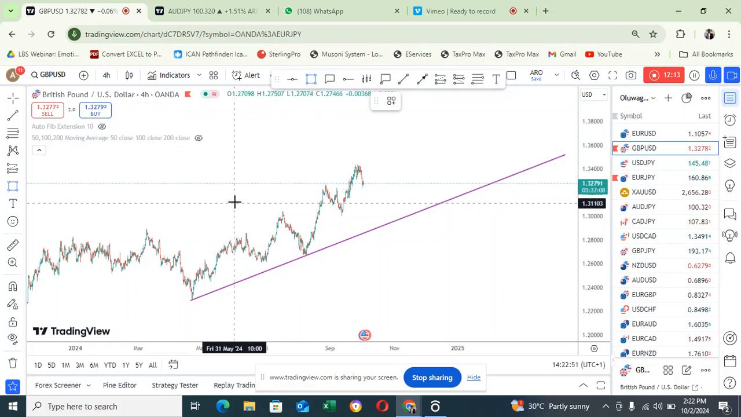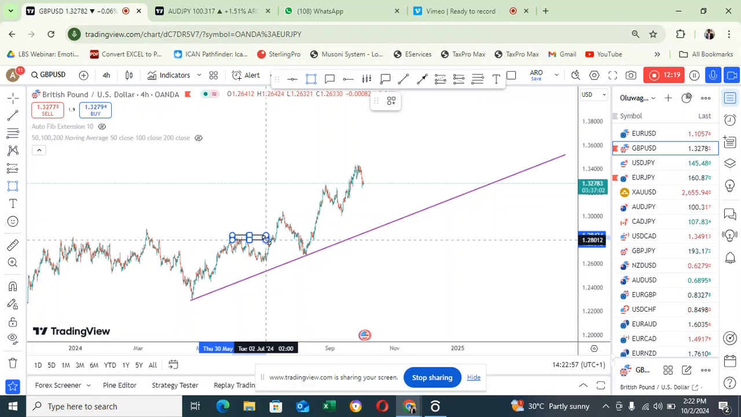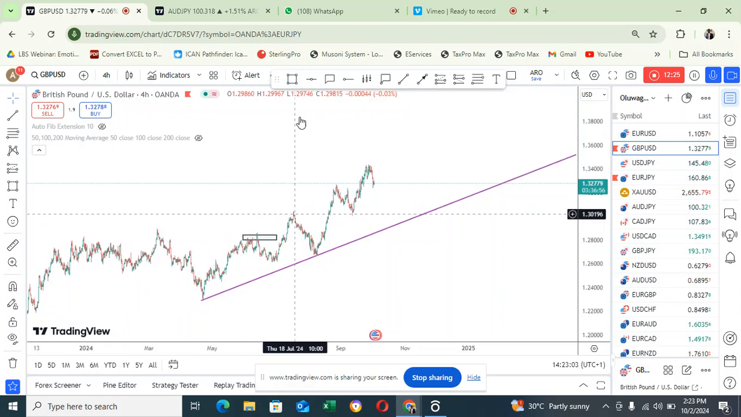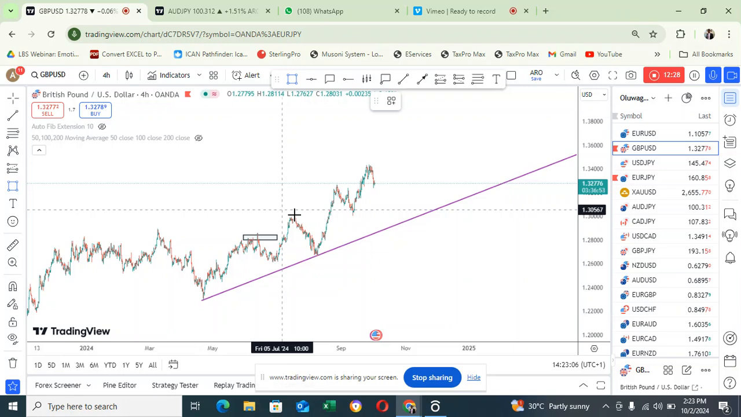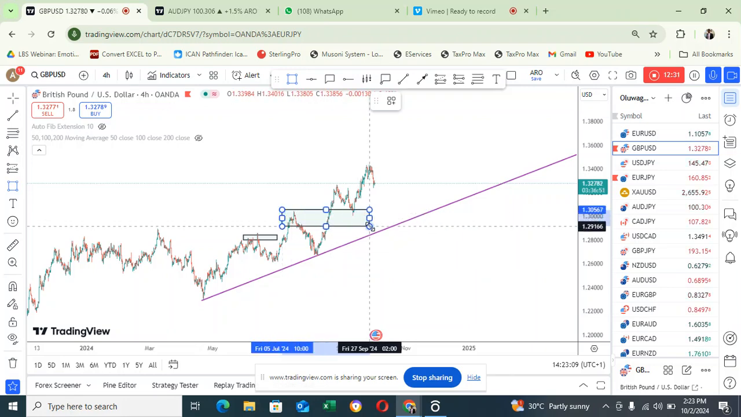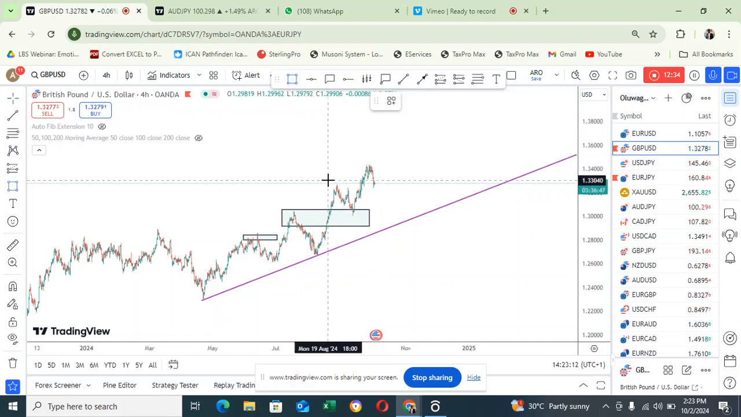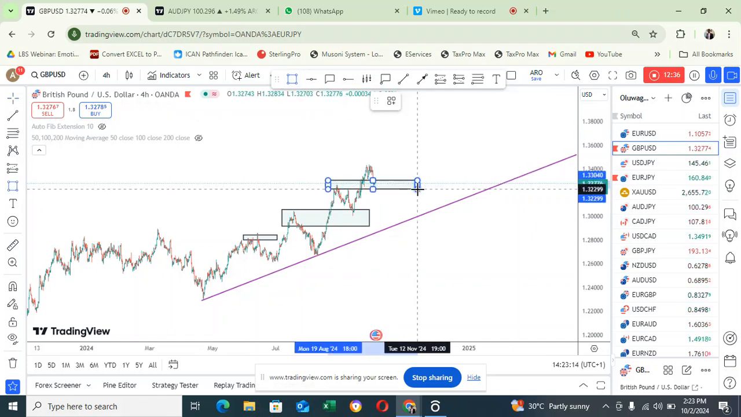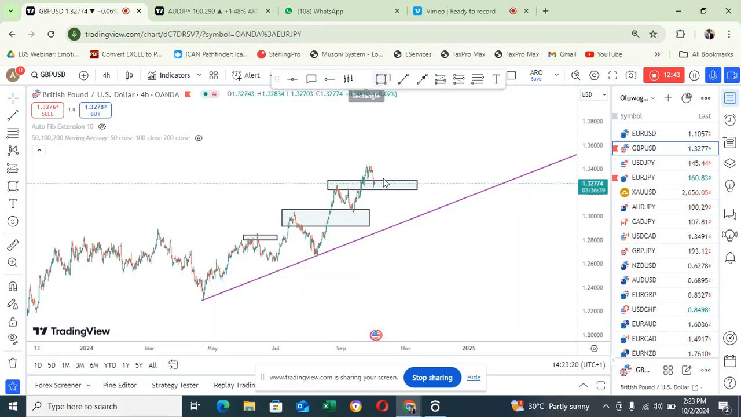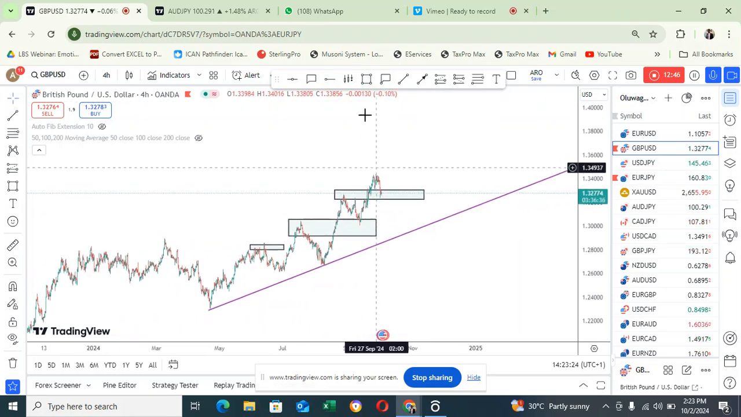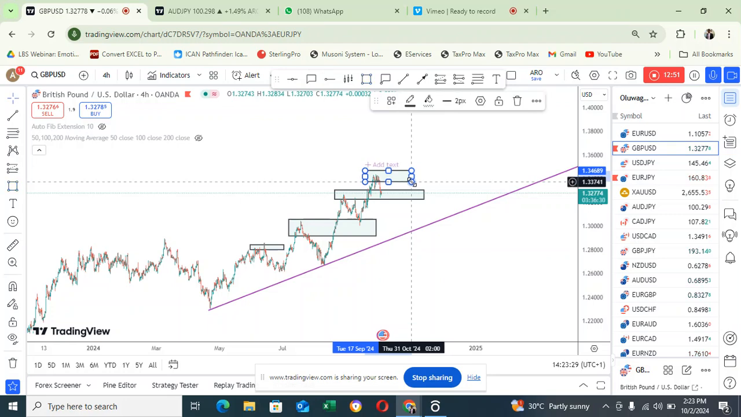So where is the higher high and higher low? This is our higher high of this particular trade. This is another higher high, this higher high, this another higher high. And we have the last high here. We have high here, we have high here. Then for the lows, let me use a line to do that.